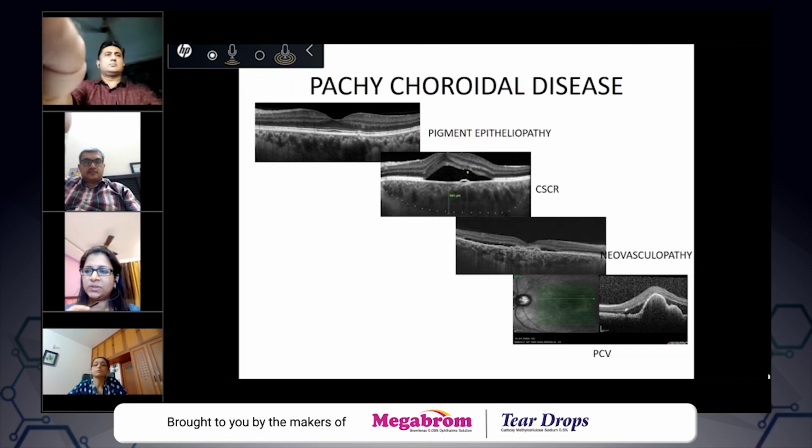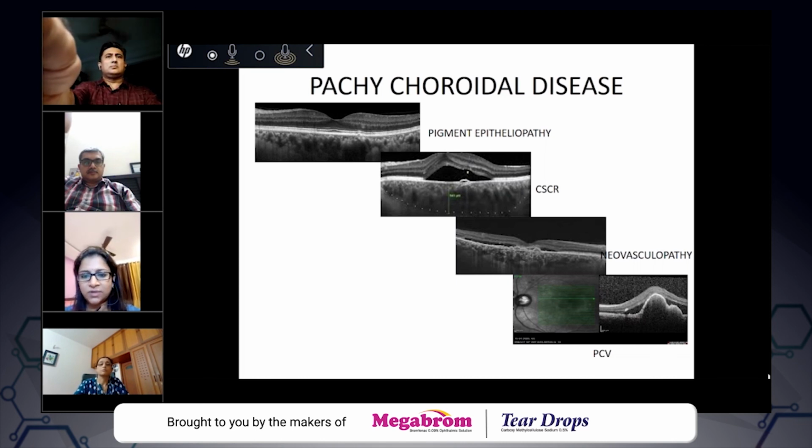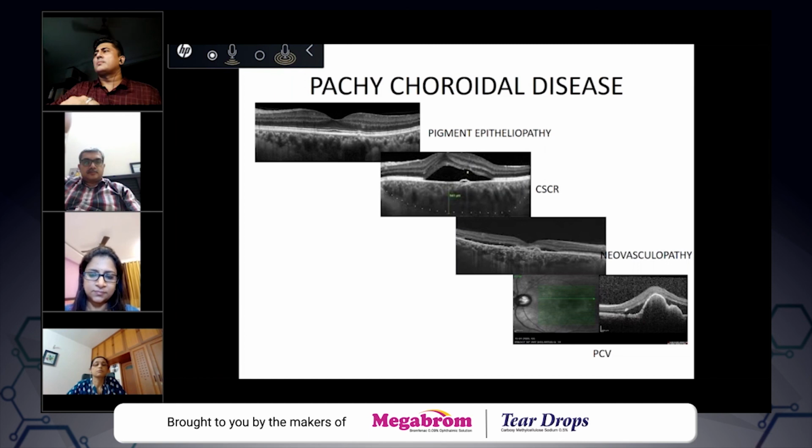Sir, what is your opinion on ultra wide field angiography in diabetic retinopathy as such? See, there are cases where the wide field angiogram will give you more insights. We can see extensive findings, typical diabetic retinopathy findings, like peripheral ischemia. All these can be picked up very well with the wide field angiogram.